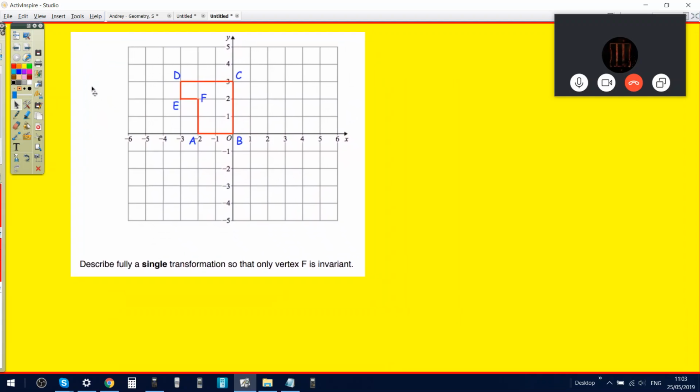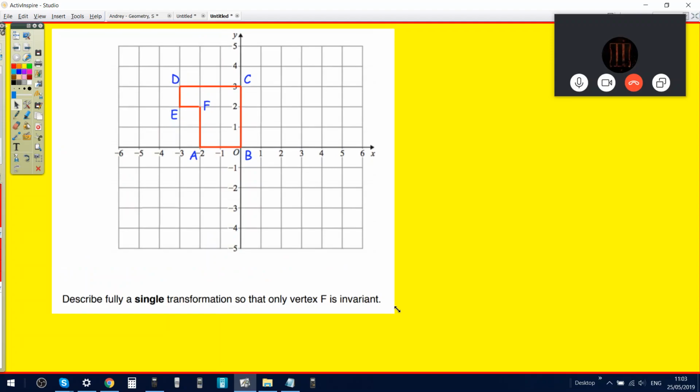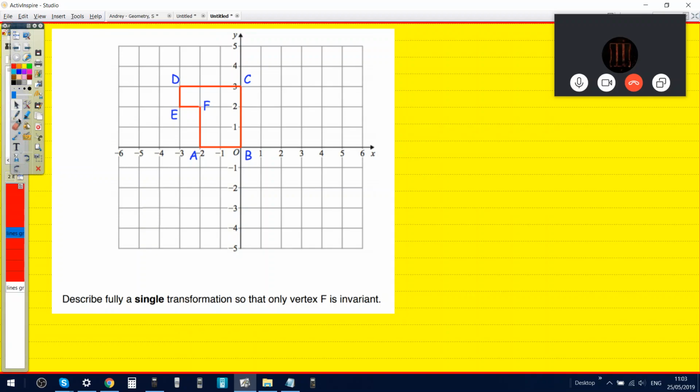We'll keep F at its current spot. A rotation, yeah, F. So rotation of 180 degrees at minus 2. That's it. So rotation 180 degrees, yeah, about F, which is minus 2.